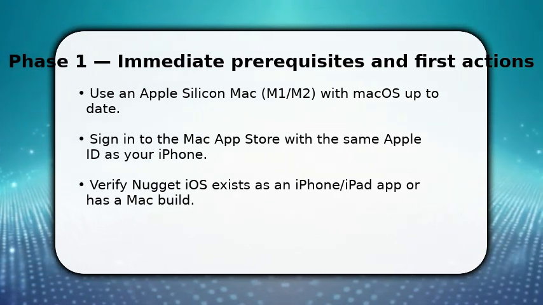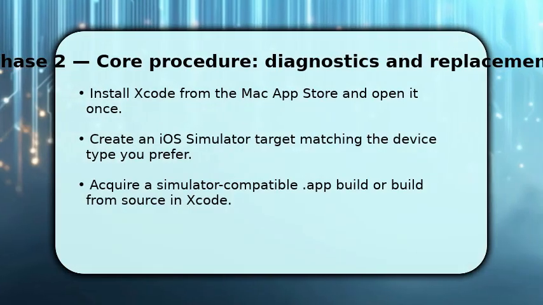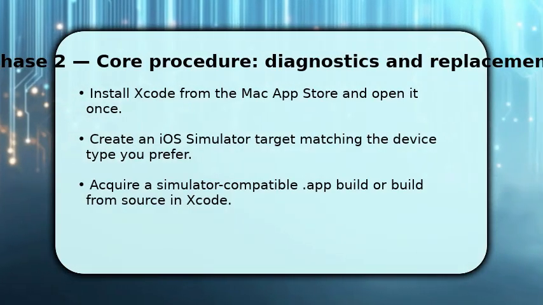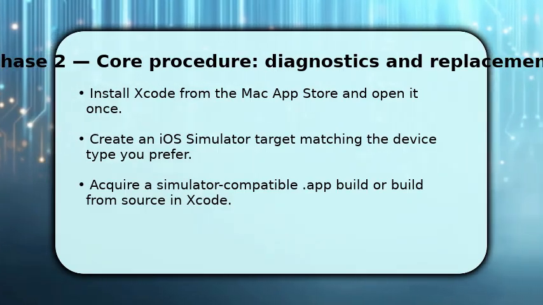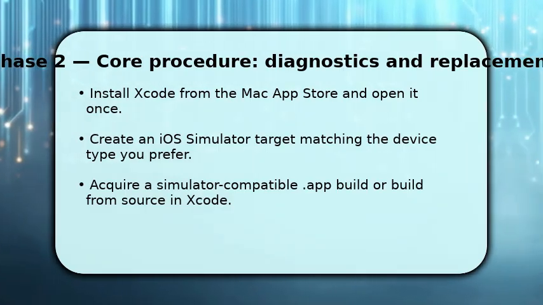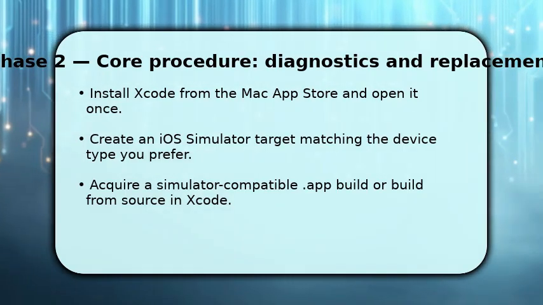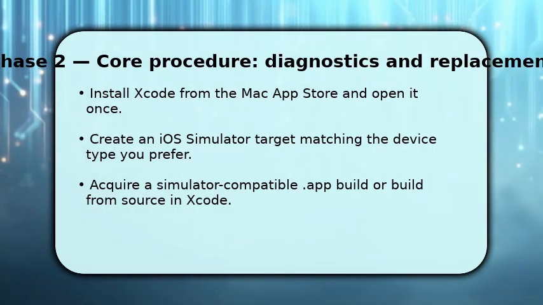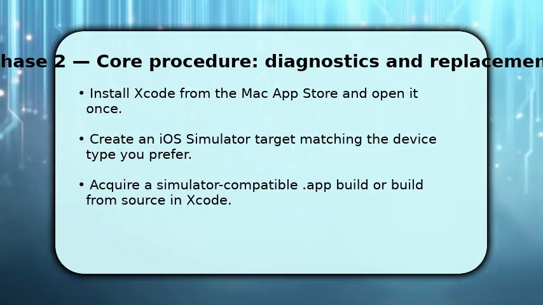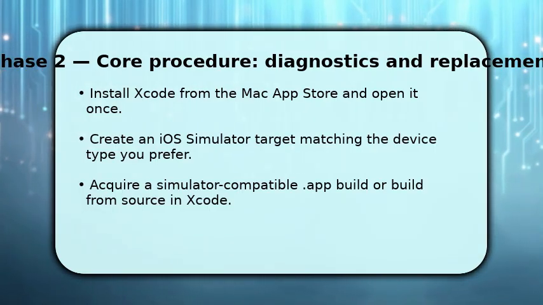Next, you'll use Xcode's iOS simulator when the App Store option fails. Open Xcode and install required components, then create a simulator device that matches an iPhone model. Make sure you have a simulator compatible app you can build from source in Xcode, selecting a simulator scheme. Once the build completes, choose the simulator as the run destination and press Run.